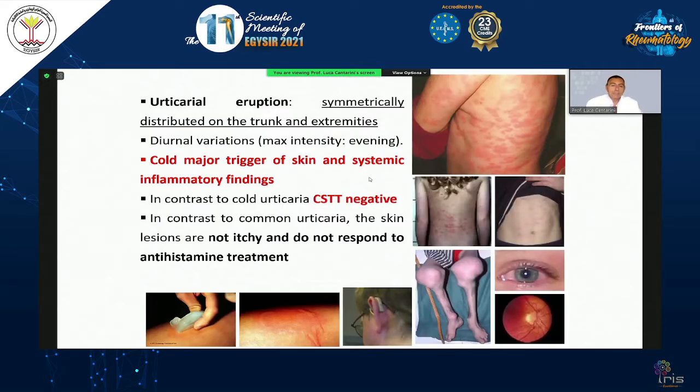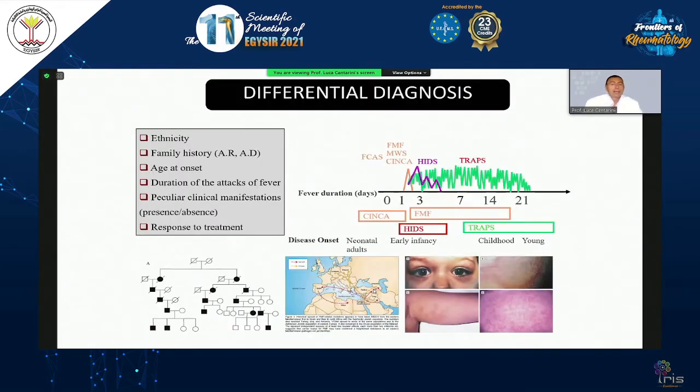For this reason, the cold stimulation time test with the ice cube on the skin usually does not evoke the onset of urticaria, differently from other kinds of cold urticaria. And in the picture, you can observe the most peculiar clinical manifestations, from the skin rashes, the bone deformities, the eye inflammation, the sensorineural hearing loss.